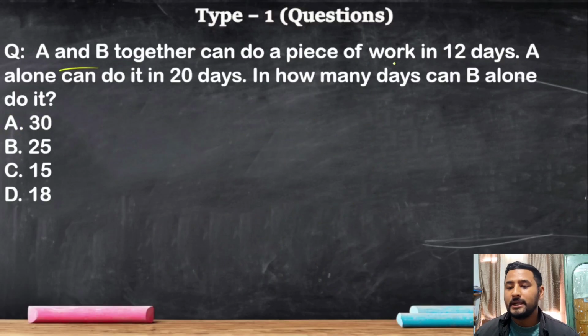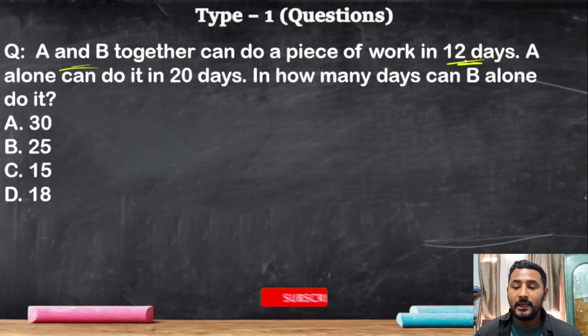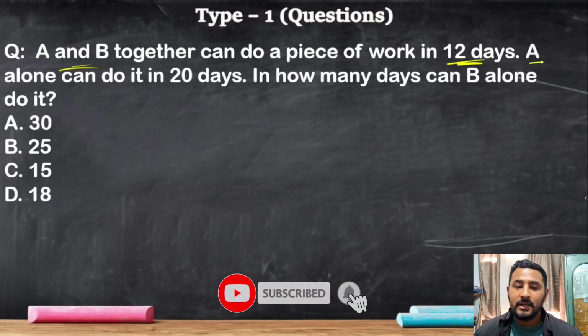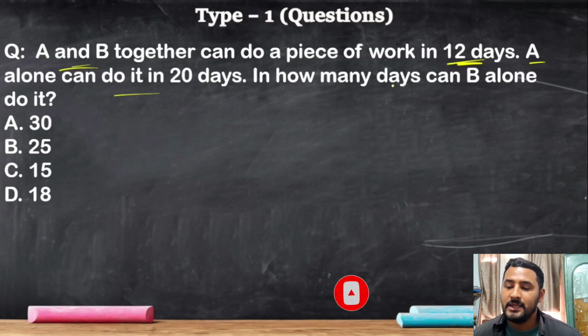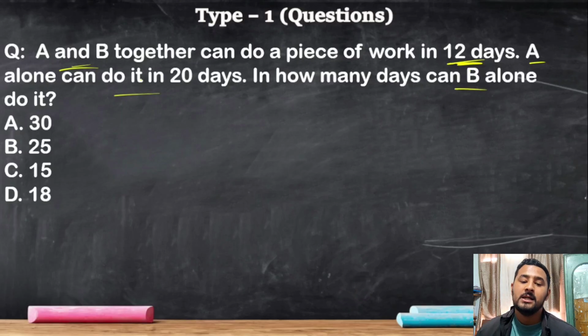A and B together can do a piece of work in 12 days. Now see, A and B are working together to complete a piece of work in 12 days. A alone can do it in 20 days. And how many days for B alone? Now we need to find in how many days B will complete it. Don't be confused with this diagram.